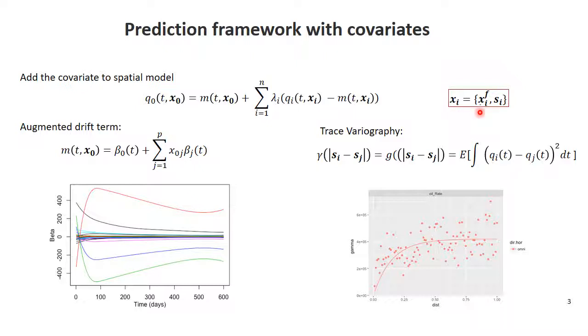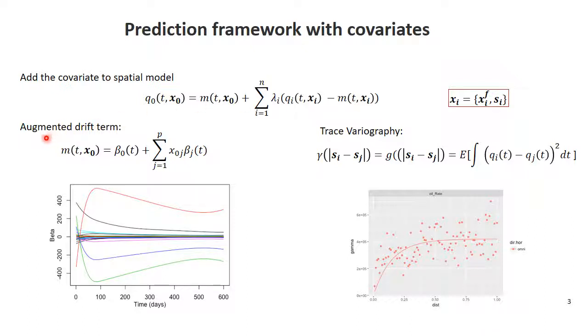The covariates essentially are geological and completion parameters, as well as the spatial location of where things are occurring. So now instead of having Q as a function of T and S, we get Q as a function of T and X. X0 would be the covariates observed at the location to be predicted, and so on. And we have again this residual term.